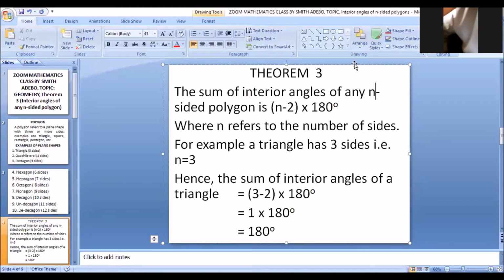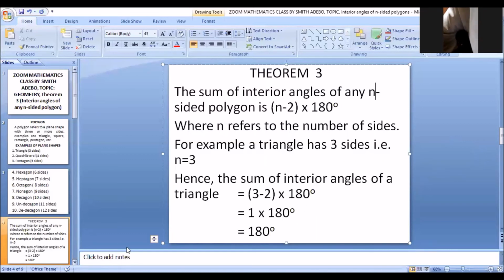Now, for this particular question, they say we should find the sum of interior angles of a triangle. The first thing you take note of is the fact that the triangle has 3 sides. That is to say, n is equal to 3. Hence, the sum of interior angles of a triangle is equal to 3 minus 2 times 180 degrees.